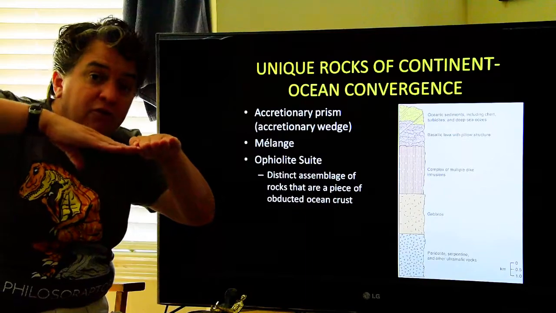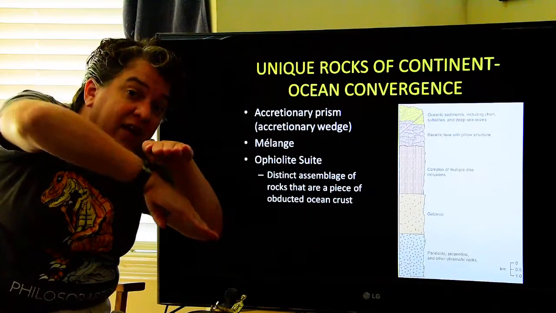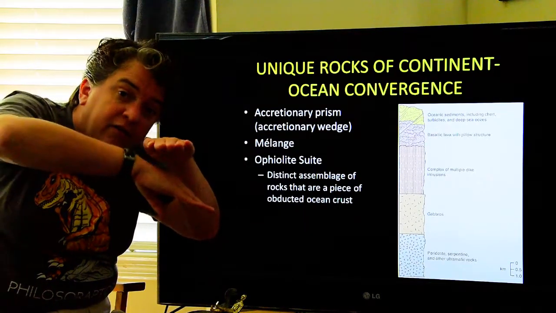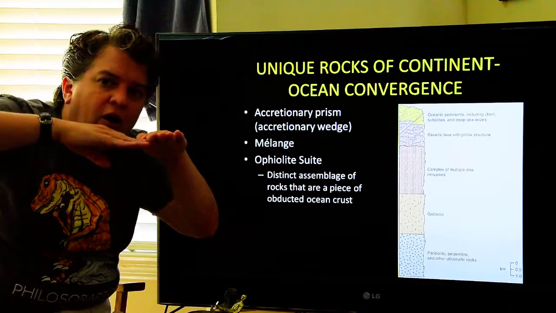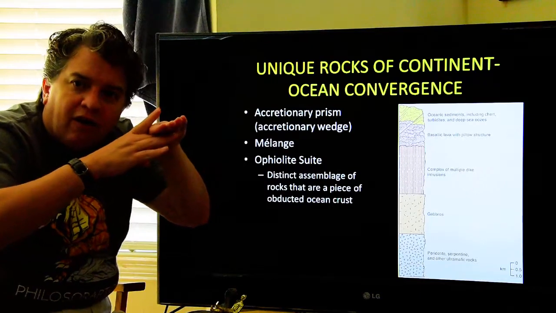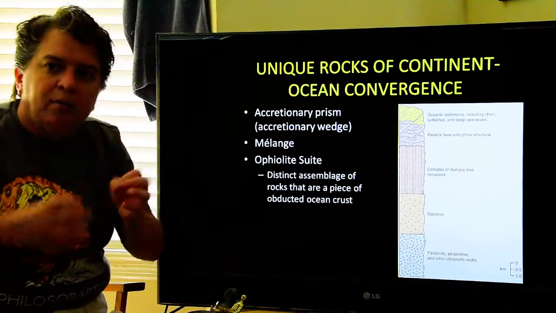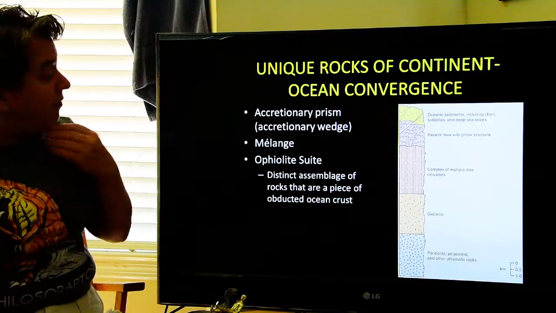well, subduction is when the ocean crust sinks, right? The ocean crust sinks under the continent. Obduction is where a piece of that gets caught and added to the continent. So it gets kind of scraped up and added in there.